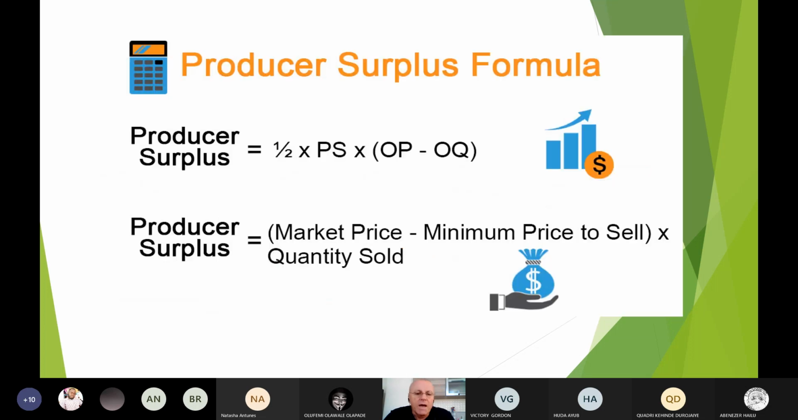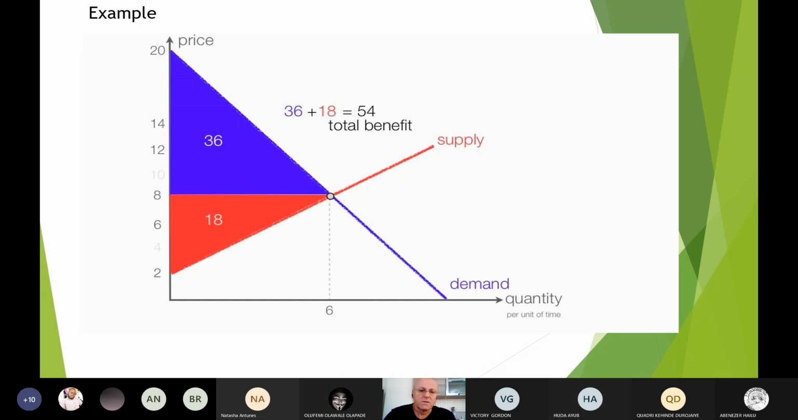And the producer surplus, similarly, is 1/2 multiplied by the market price minus the minimum price to sell, multiplied with the quantity sold in equilibrium. Then if you divide this by 2, this will give you the producer surplus. Therefore, you have to determine these things very carefully when you apply the calculation. It is not difficult. It is very simple estimation.